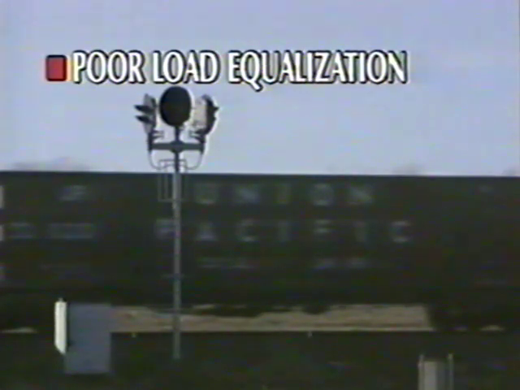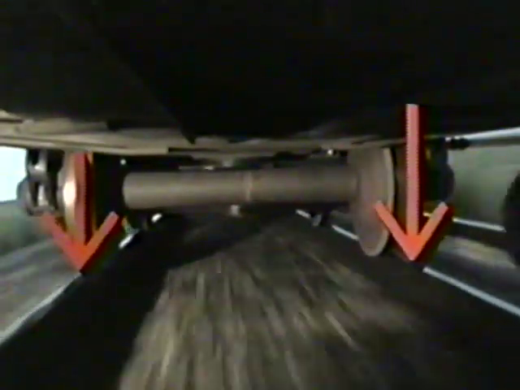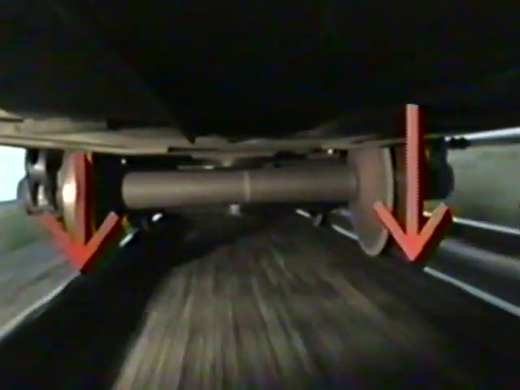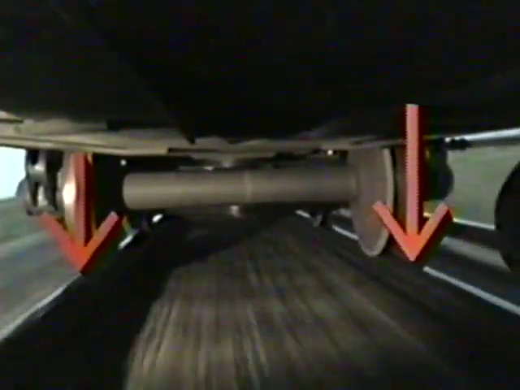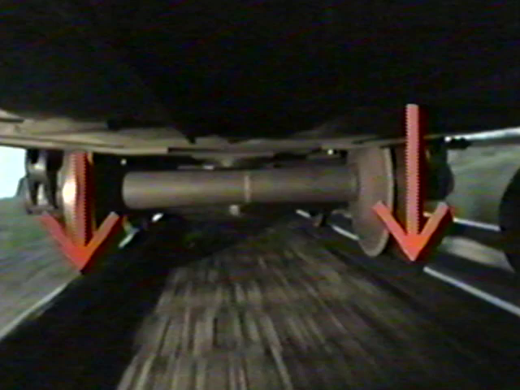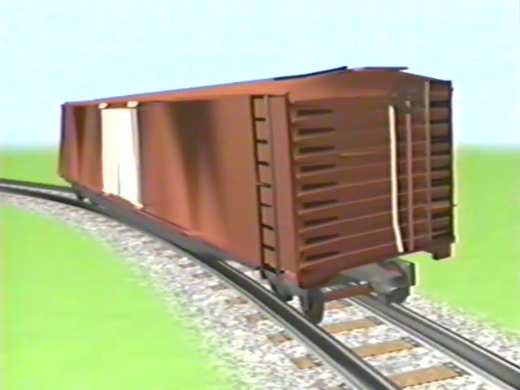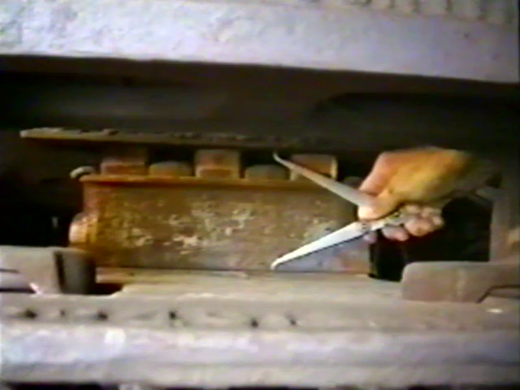In general, wheel load transfer at low speeds can be caused by one or more of these factors: poor load equalization, excessive track twist, and dynamic roll. Poor load equalization results in the wheel loads varying from wheel to wheel. This can be caused by several factors. First, the car body may be twisted, causing a shift in wheel load from one side of the truck to the other. Second, the side bearings may be set up improperly, causing a similar effect. Broken or missing truck bolster springs can also cause unequal wheel loading.